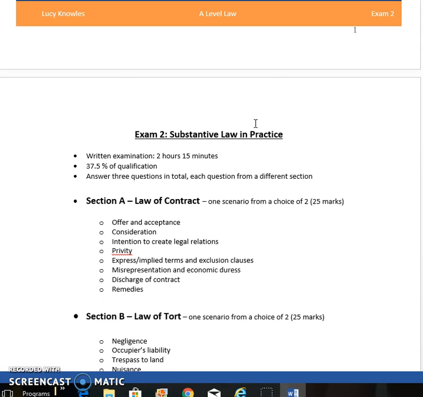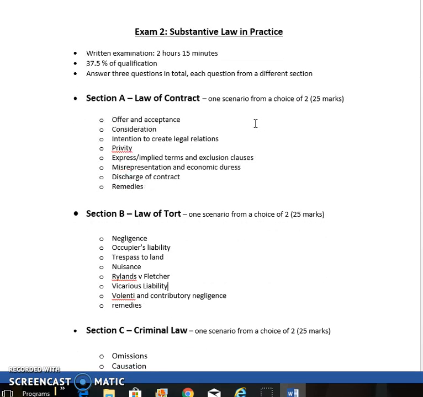You answer 3 questions in total. Each question is from a different section. In section A, you must answer 1 scenario on the law of contract, and you'll have a choice of 2. The scenario is worth 25 marks and you'll spend 45 minutes on it.